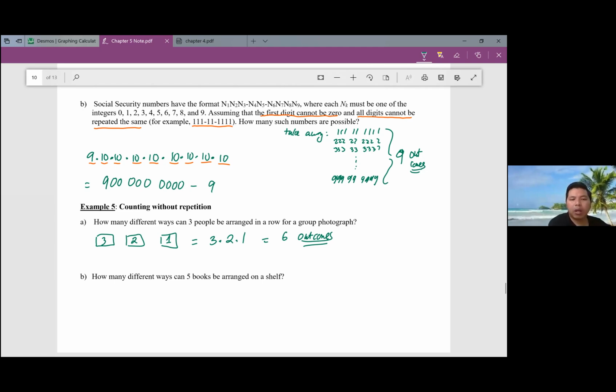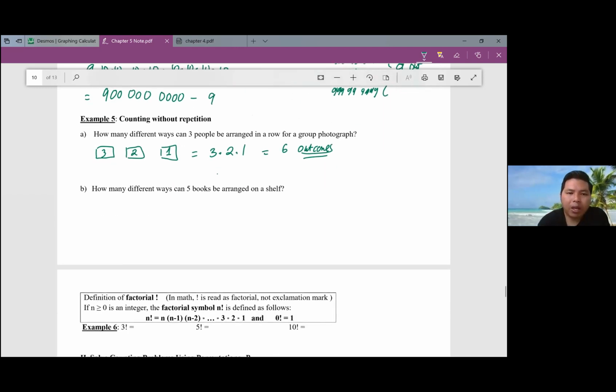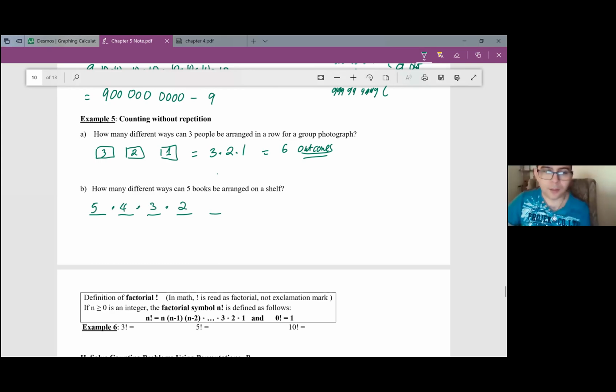All right, how many different ways can 5 books be arranged on a shelf? So we have 5 books to be arranged on the shelf. So what's that going to be? Anyone? Grayson said 120. How did you get that 120, Grayson? 5 times 4 is 20, times 3 is 60, times 2 is 120, and then times 1.